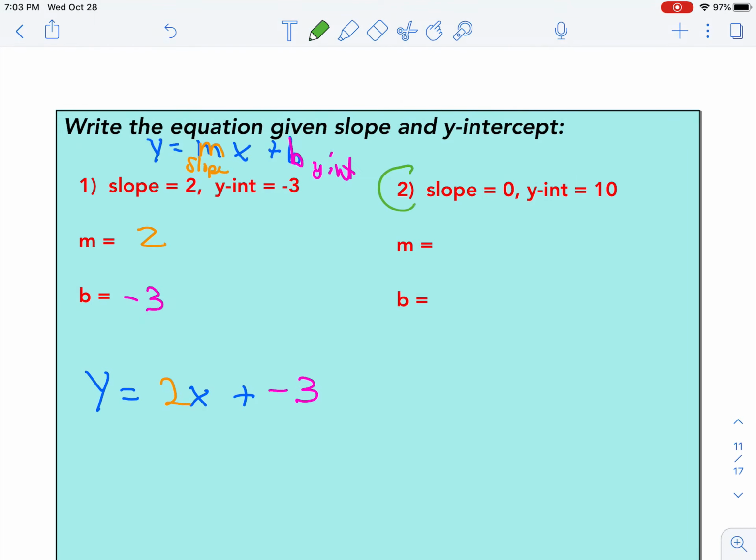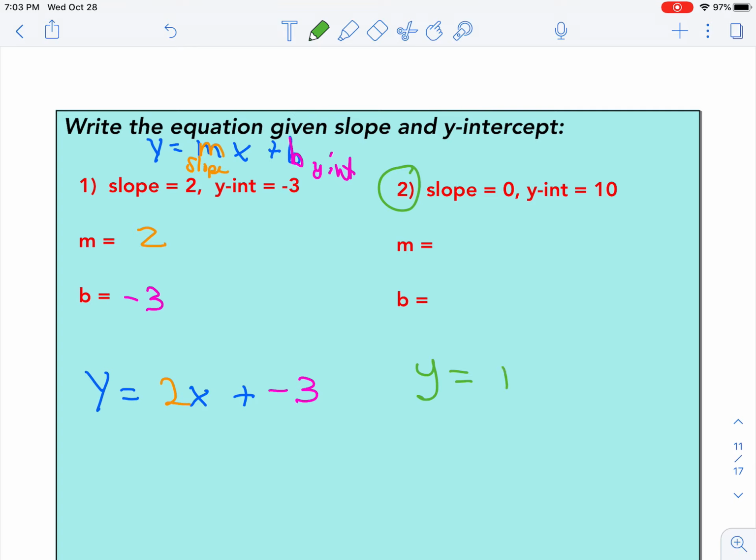All right, your turn to try this question right here, number 2. See if you can fill in the slope and the y-intercept and write the equation into slope-intercept form. Y equals mx plus b. Pause the video and then see if you have it correct.